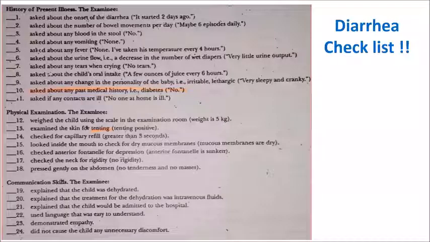Now, if you come to the physical examination area, doctor, please proceed, Dr. Hind. Weigh the child using the scale in the examination room. That means the candidate measures the weight of the baby, so there was a weighing machine. Okay, then examine the skin for tenting. Tenting positive. It is called tenting, doctor. You already know tenting.